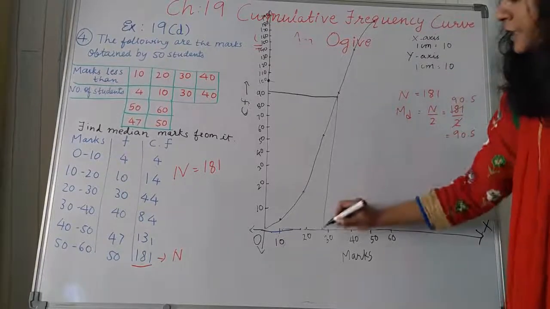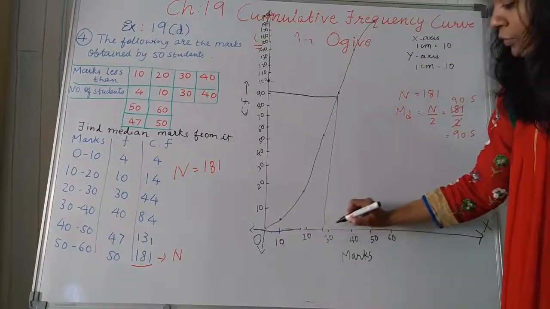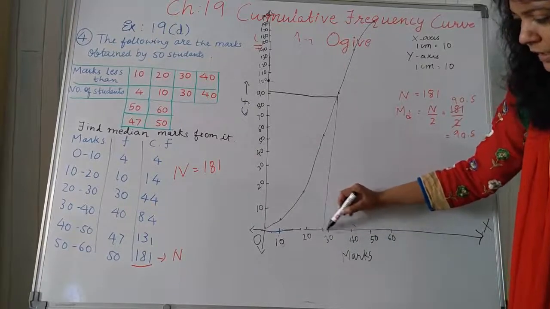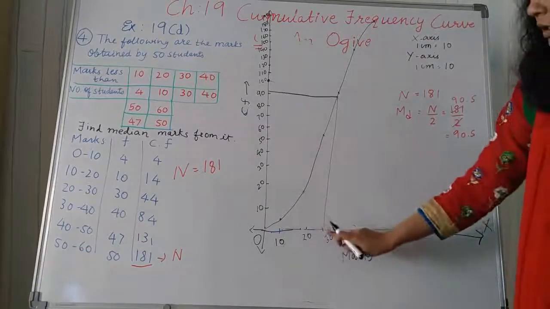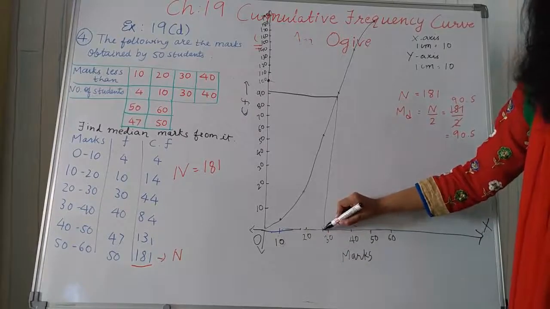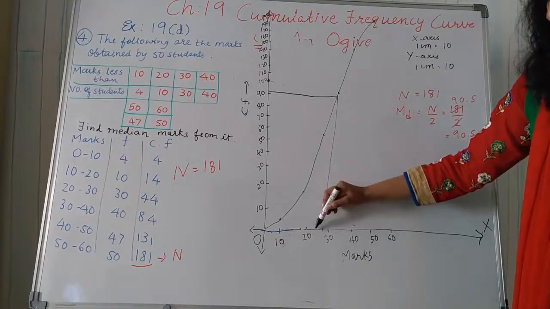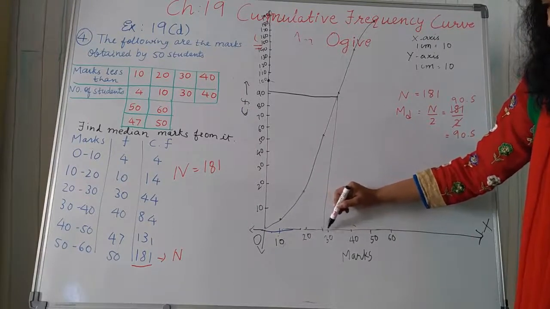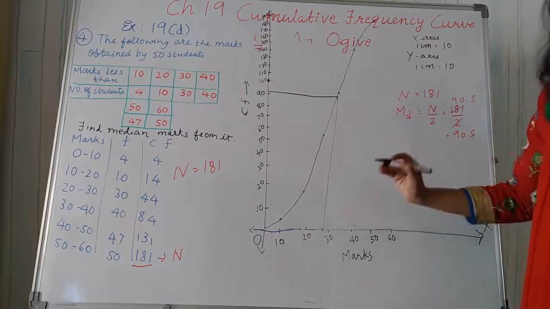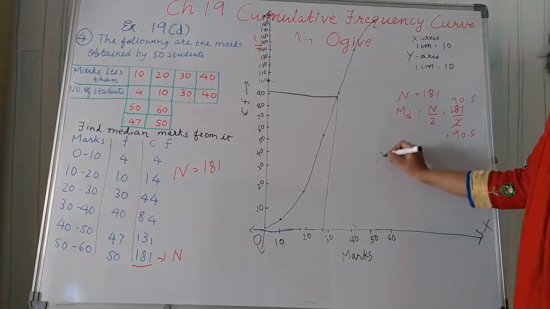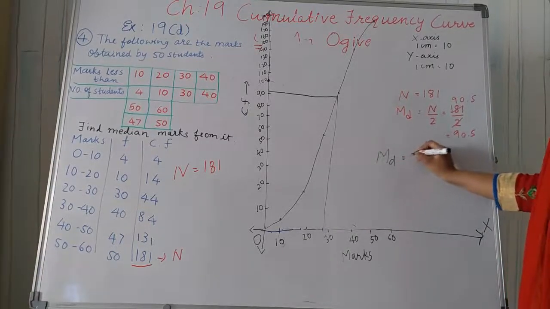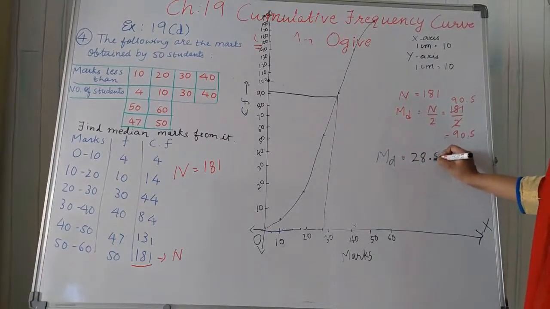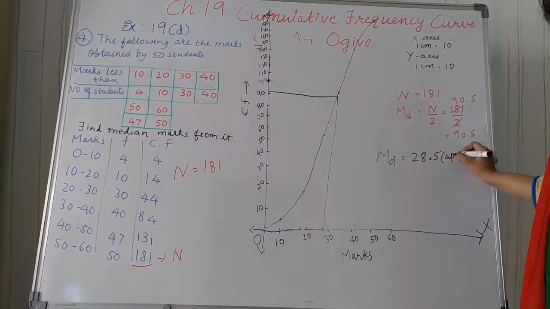So here, this is the median value which I found between 20 and 30. You have to count where the line touches between 20 and 30. So here it is 28, and after 28 it goes up a little more. It means the median value here I found is 28.5. This is an approximate value, students.